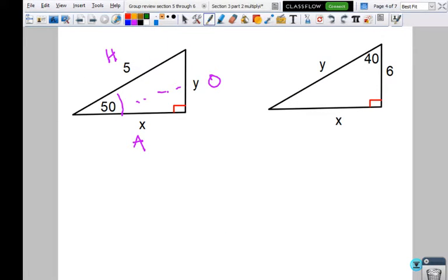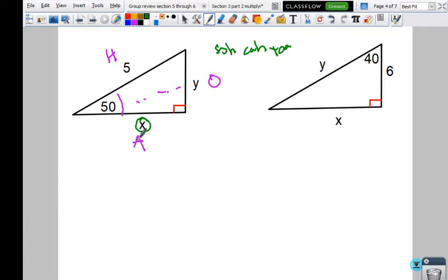Alright, so on this one, we have to find x and y. So let's just solve for x first. Let me write my acronym. So let's start by solving for x. I need to pick which one of these 3 I'm going to use. It doesn't matter which one I use, as long as I use what fits. I just have to figure out which one to use.